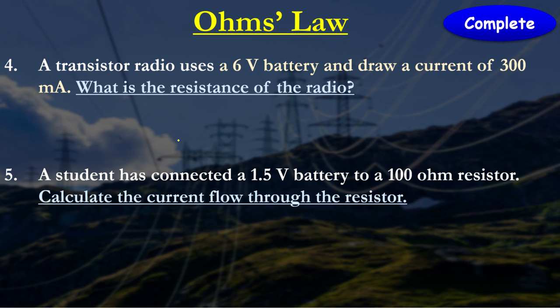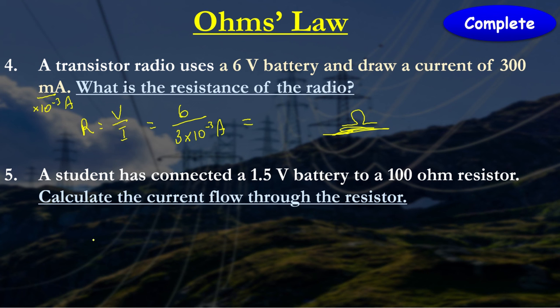Let's do a couple of calculations, and then that will conclude what we are talking about here. So resistance, which is what we're trying to find, is voltage divided by current. We know that the voltage is 6 and the current is 300 milliamps. Now milliamps is 10 to the minus 3 amps, so 6 divided by that in amps. Whatever we get, that's the resistance that we're looking for.